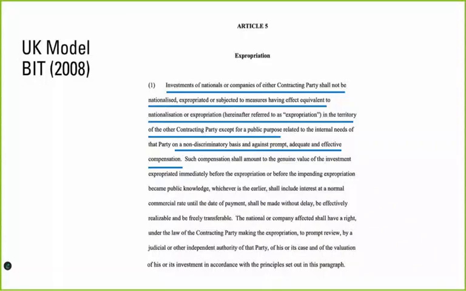Have a look at the UK model BIT. What conditions do you see here?